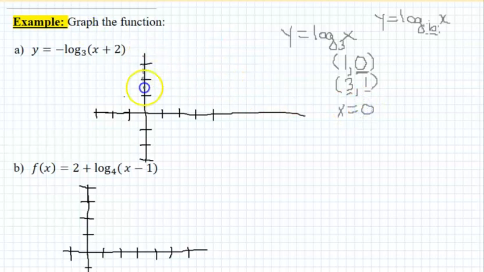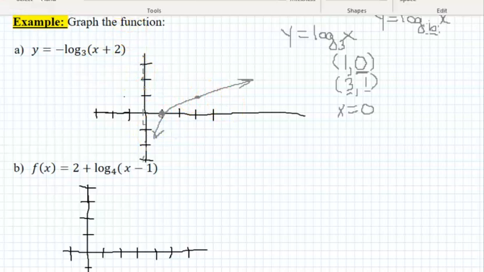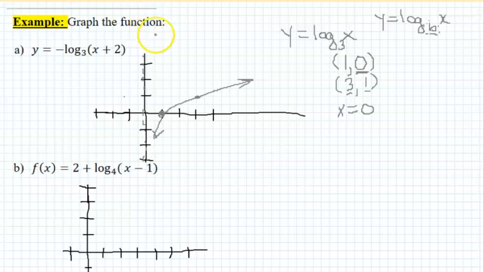So we can real quick slap a parent graph on this grid. Vertical asymptote at x equals 0, this point at 1, 0, and then 3, 1 right here. And there's a rough sketch of log base 3 of x. Now we need to track the transformations that need to happen. I'll have to use the green.